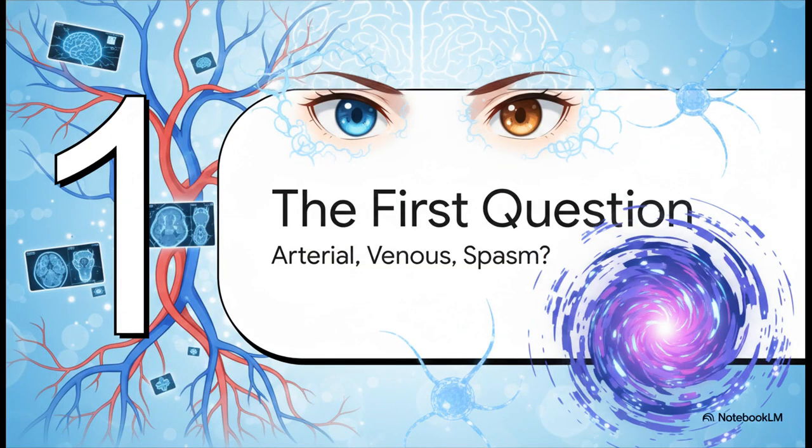So the first thing you have to do, absolutely have to, when you see an acute neurodeficit is build a super fast decision tree. You've got to figure out which of the 3 big vascular catastrophes you're looking at. Is it an artery, a vein, or is it spasm?